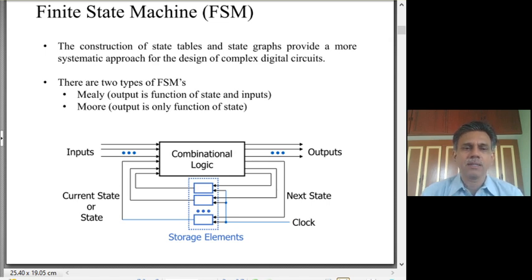So a broad block diagram level representation of a finite state machine model is given here. So the machine has certain inputs. It may be one or more inputs. They are external, in the sense that we don't have control over how these inputs will take different values. They are produced externally and they come and affect this machine.